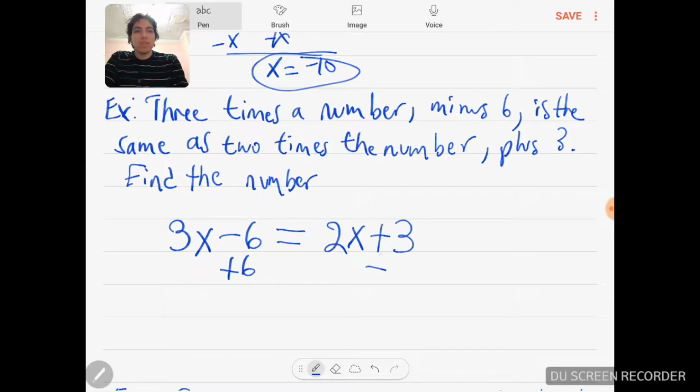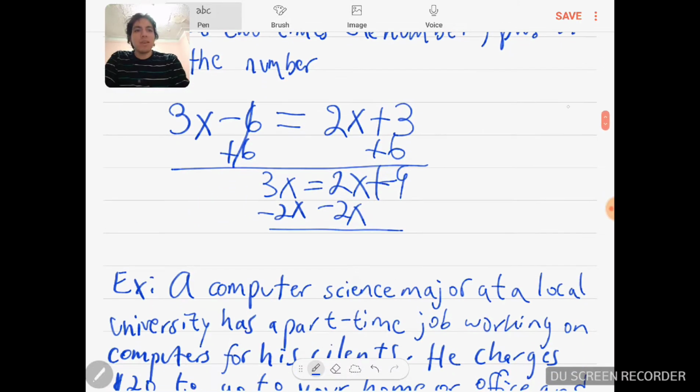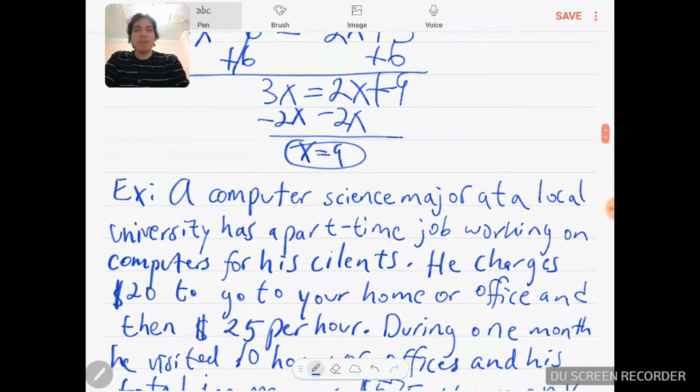To find the number, I always like to work the numbers first before I do the letters. So I'm left with 3x, these cancel, 2x plus 9. And I subtract 2x on both sides, and I'm left with x equals 9. And I'm done. See? Not so bad, right?